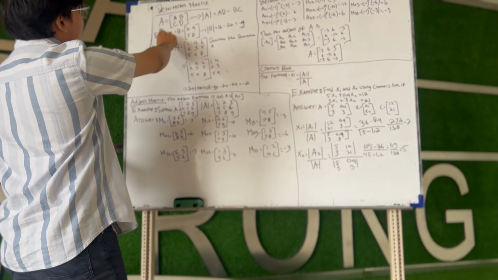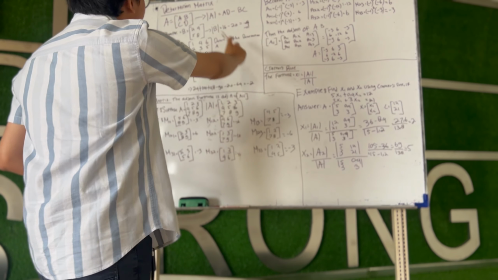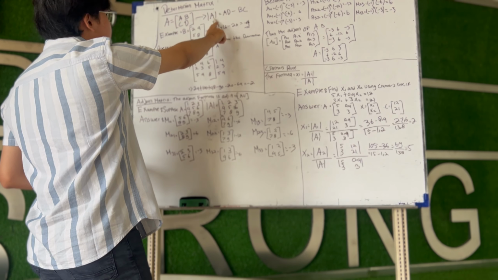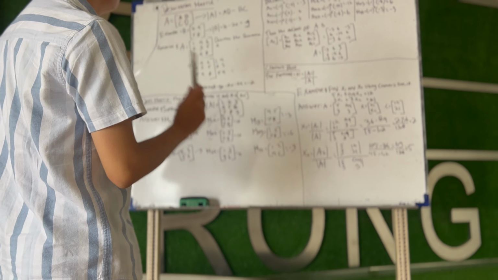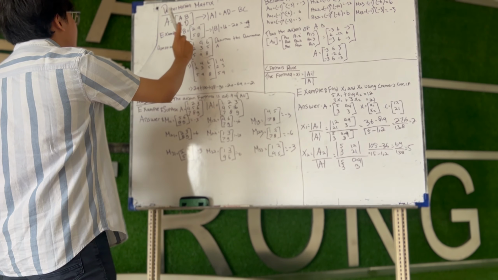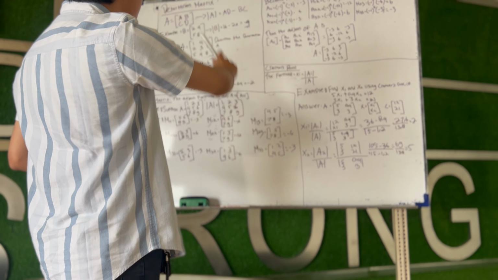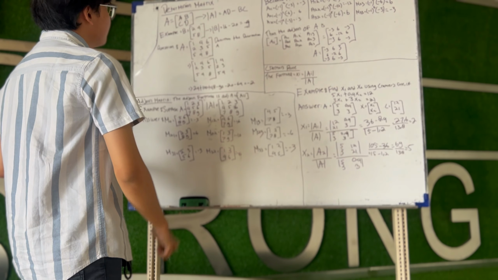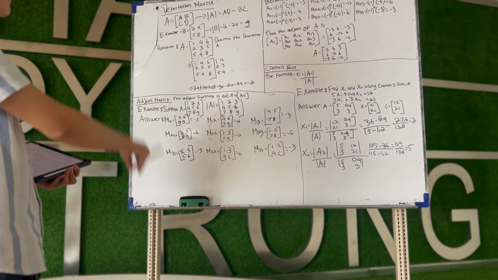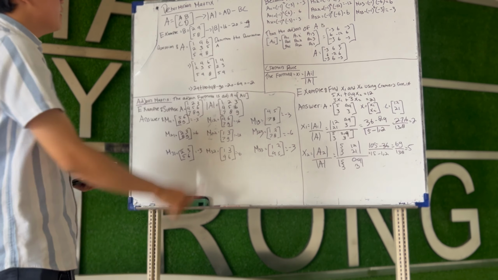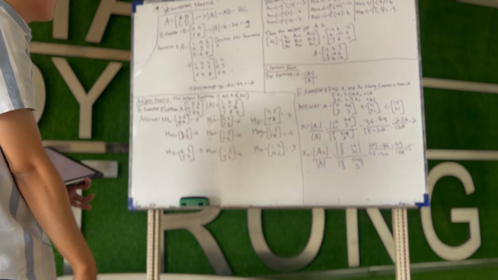Matrix A, B, C, D, and the determinant of A is A multiply D minus B multiply C. Example, matrix B: 2 multiply 8 is 16, and 4 multiply 5 is 20, and 16 minus 20 is minus 4.